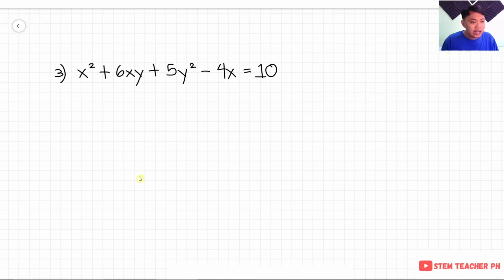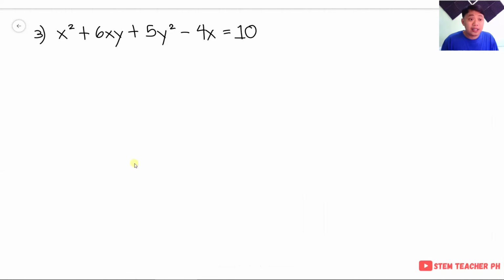So, we have here x squared plus 6y plus 5y squared minus 4x is equal to 10. Same as our previous examples, dahil ang operation sa pag-itan nila is either addition or subtraction, pwede natin kuhanin yung derivative nila separately. So, getting their derivative, we have x squared. Ibababa ulit yung exponent, so you have 2. Tapos, we have our x, and then yung exponent bawasan ng isa. So you have 2 times x raised to 2 minus 1.